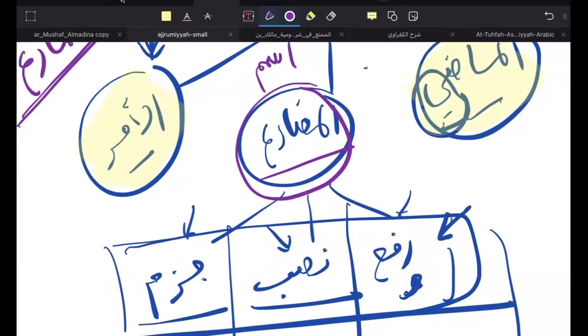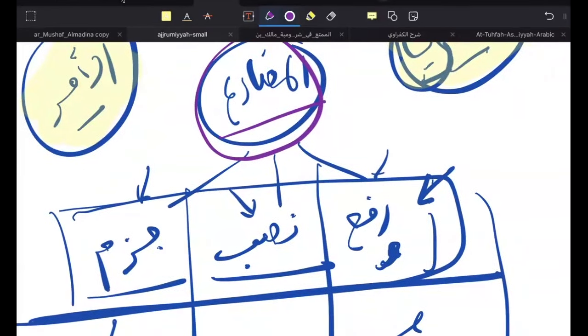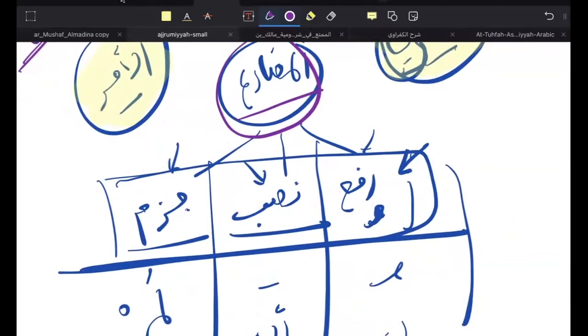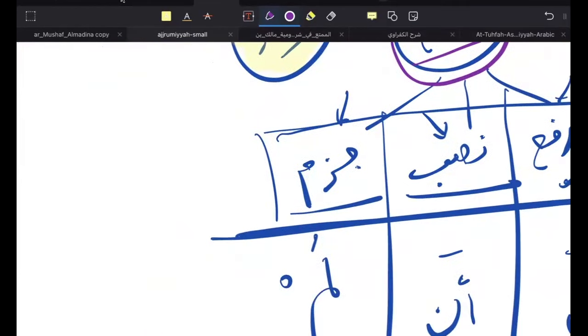Okay. Now, another question, something that I haven't talked about last time. When we say mudari is mu'rab, is it always mu'rab? Is it mutlaqan, that every single mudari is mu'rab? Ma ra'yukum? What do you think? No, it's not. So there are some cases where the mudari is not mu'rab, it is mabni. Does anyone know what the situations are?